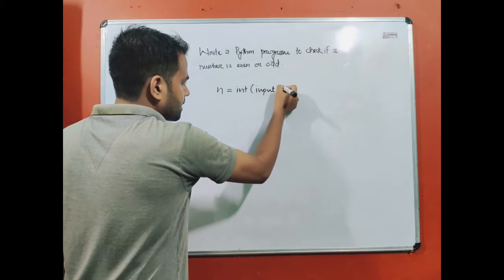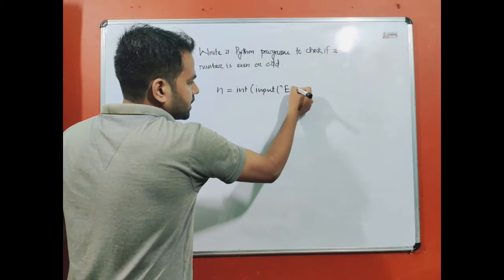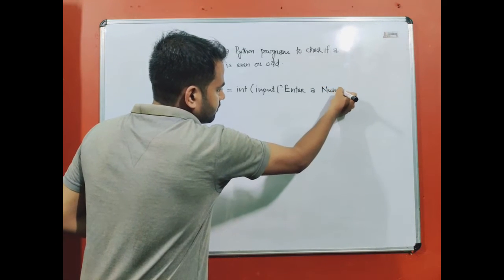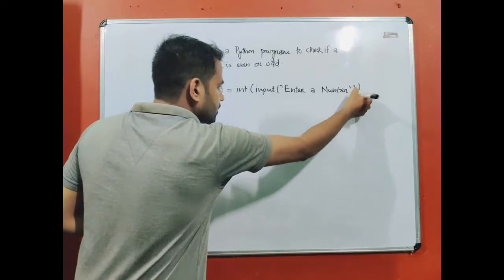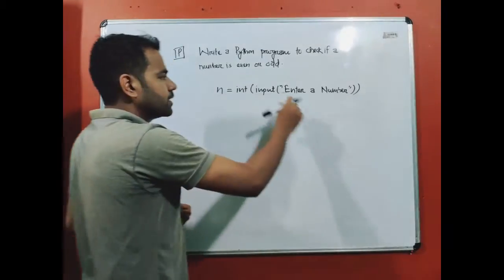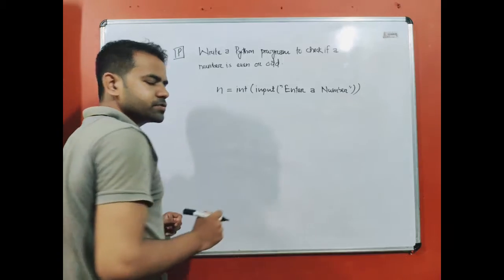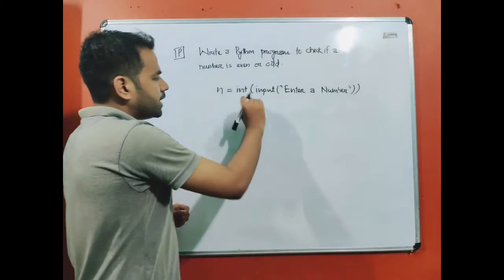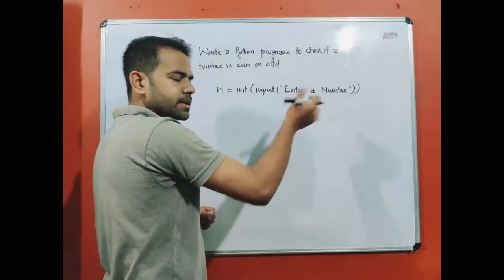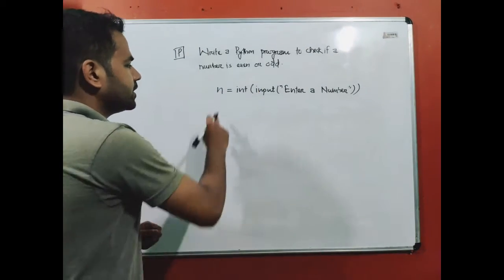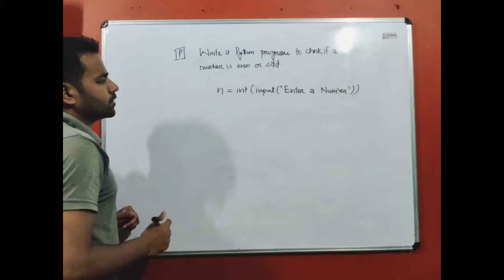input, enter a number. So this statement is clear to everyone, right? Enter a number will be printed on the screen. The input function is going to scan the keystrokes, and int function will convert that keystrokes into a number, and that number will be stored inside the variable n.